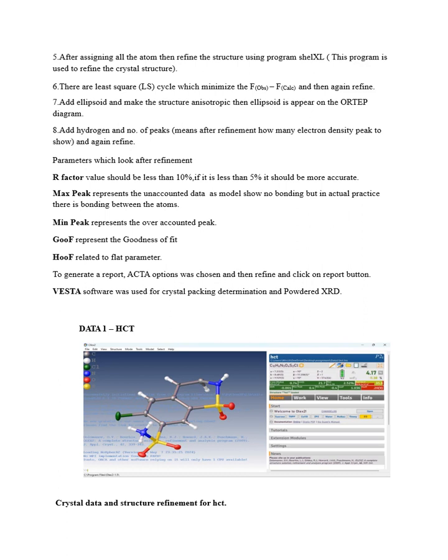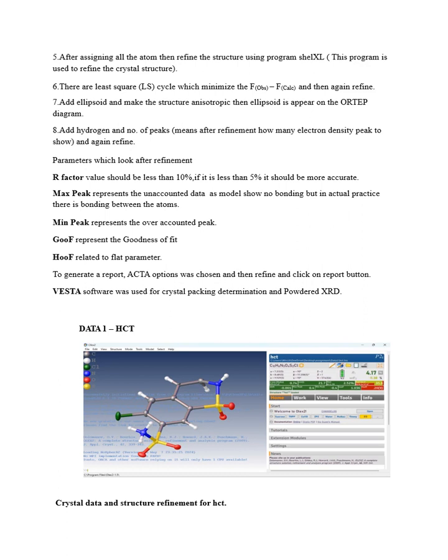After a refinement, there are certain parameters which we look at. We look at the R factor. The R factor should be less than 10%, but if it is less than 5%, then our crystal solution is most probably accurate. Then we look at the max peak value, which represents unaccounted data, as the model shows no bonding between the atoms, but in actual practice there is bonding between the atoms.